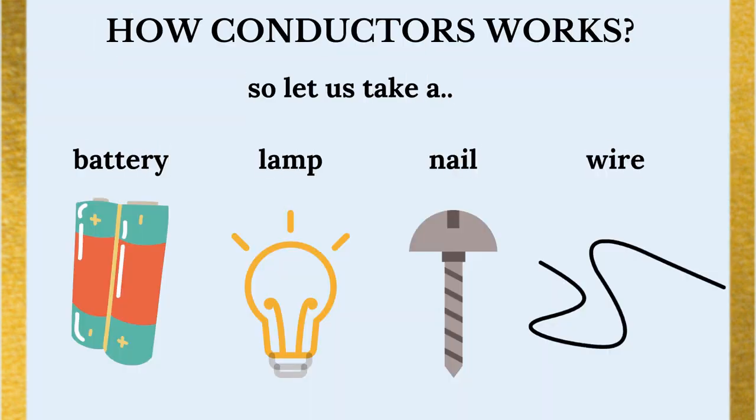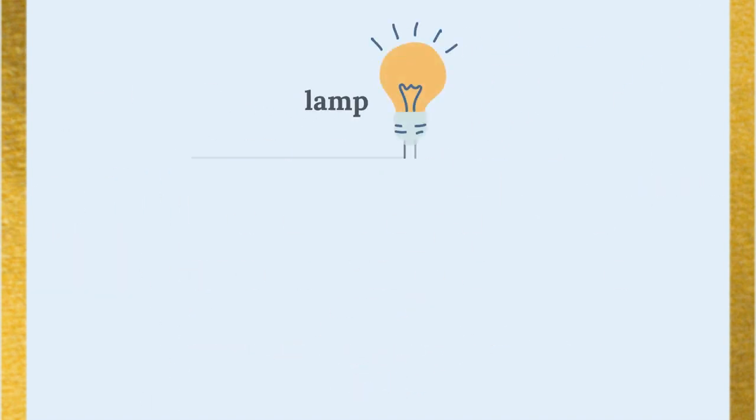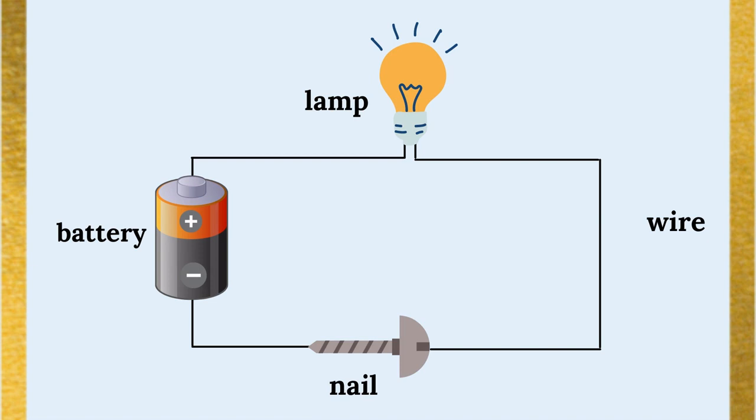How conductors work. Let us take a battery, lamp, nail, and wire. The positive terminal of the battery is connected to one end of the lamp and the negative terminal of the battery is connected to one end of the nail. Now the circuit is said to be open. Now the other end of the lamp and the other end of the nail are connected, thus the lamp glows and it is said to be a closed circuit.